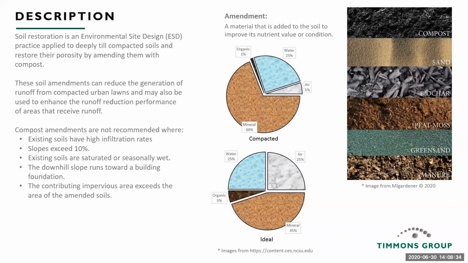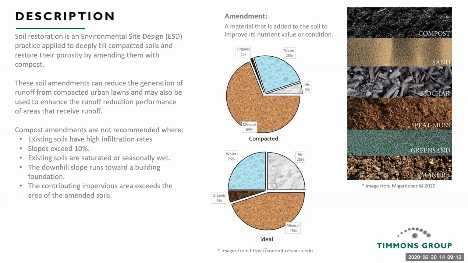Soil compost amendments serve to increase the infiltration rate and decrease the stormwater runoff. Typically, this can be viewed as going from, say, a D-type soil to a C or a B-type soil. This is a soil restoration practice. It typically involves tilling new soils and amendments into deeply compacted soils. It helps to restore the porosity and amends them with compost, and you can see on the right-hand side of the slide that there are different types of compost you can use for this application.